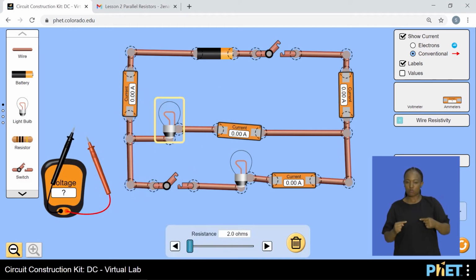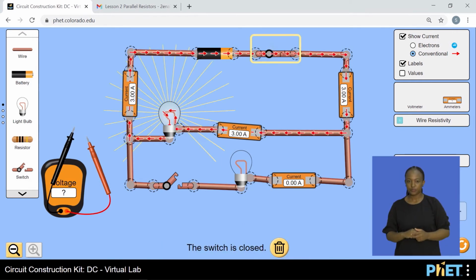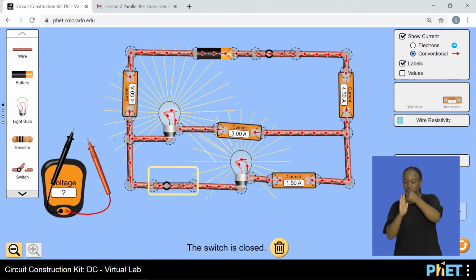Let's verify the resistance of R1. The resistance of R1 is 2 ohms, while the resistance of R2 is 4 ohms. So it's safe to say R2 is double R1, or R1 is half R2, whichever way you actually choose to look at it. So now let's close the circuit. Complete the circuit and also do the other one.